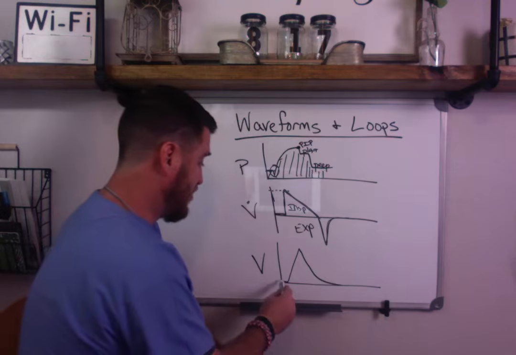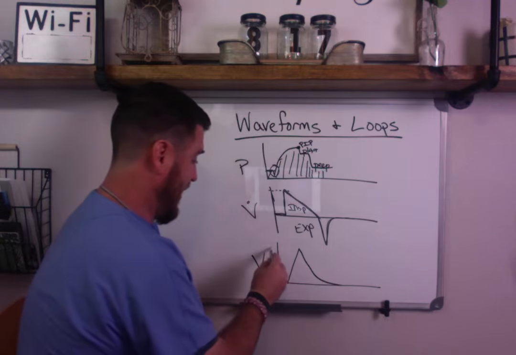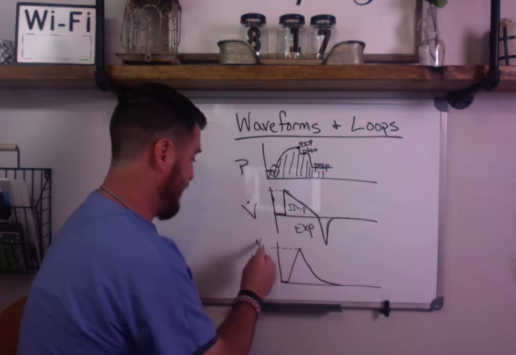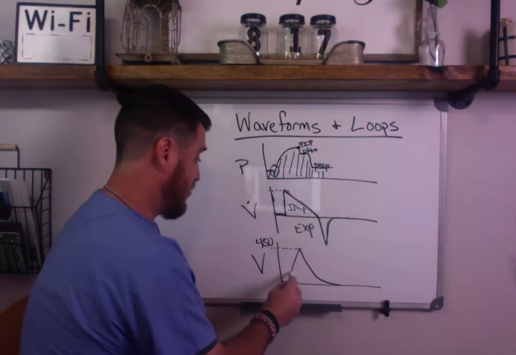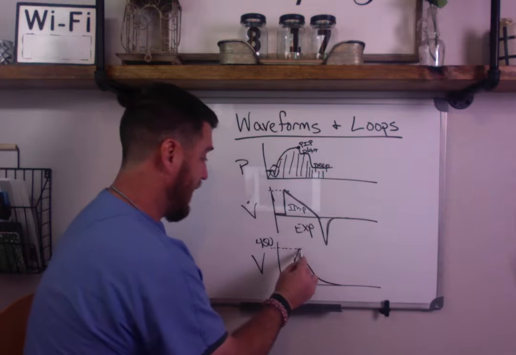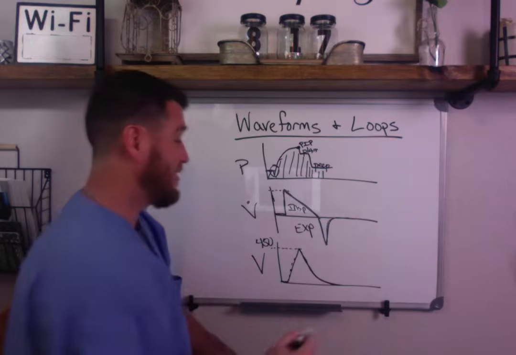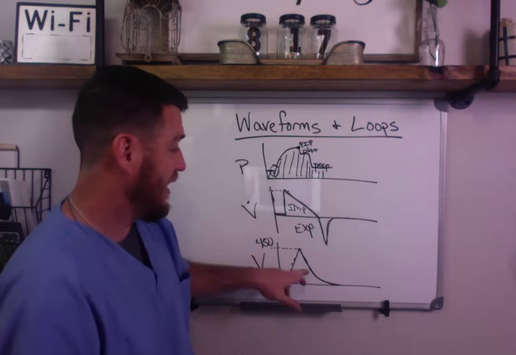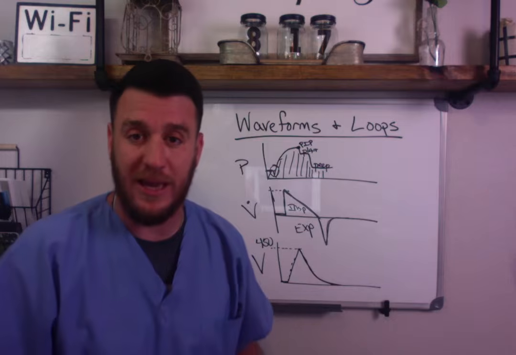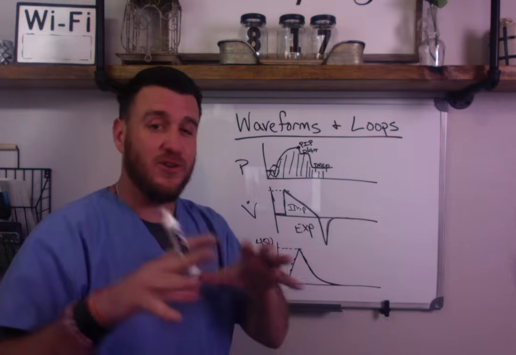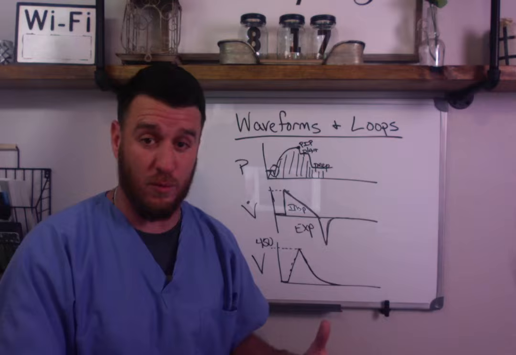Now your volume should start at zero. Let's just say you have a tidal volume of 450 set, then this should rise to 450 and fall back to zero, which means that 450 goes in and 450 comes out. And that's normal. So now let's break it down and look at some abnormal findings.